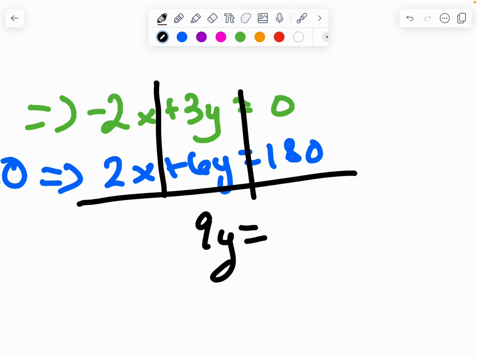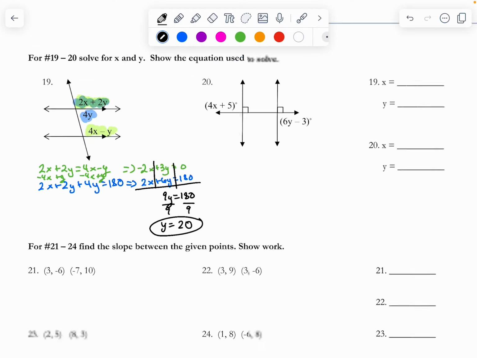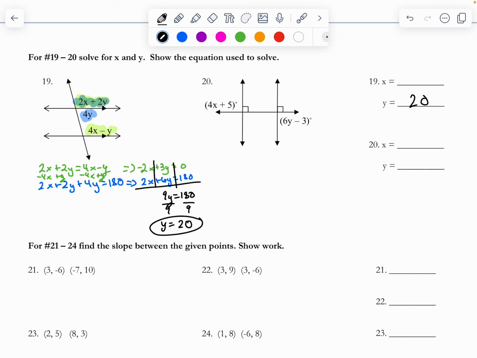So we can just omit that 0. And then 0 plus 180 is 180. Divide by 9, and we found our first term. Our first term, y, is going to be 20.